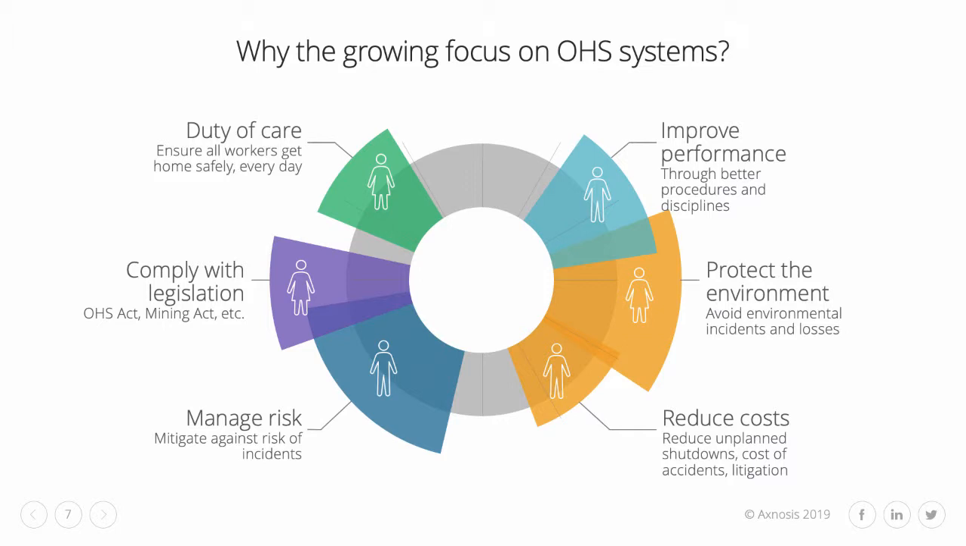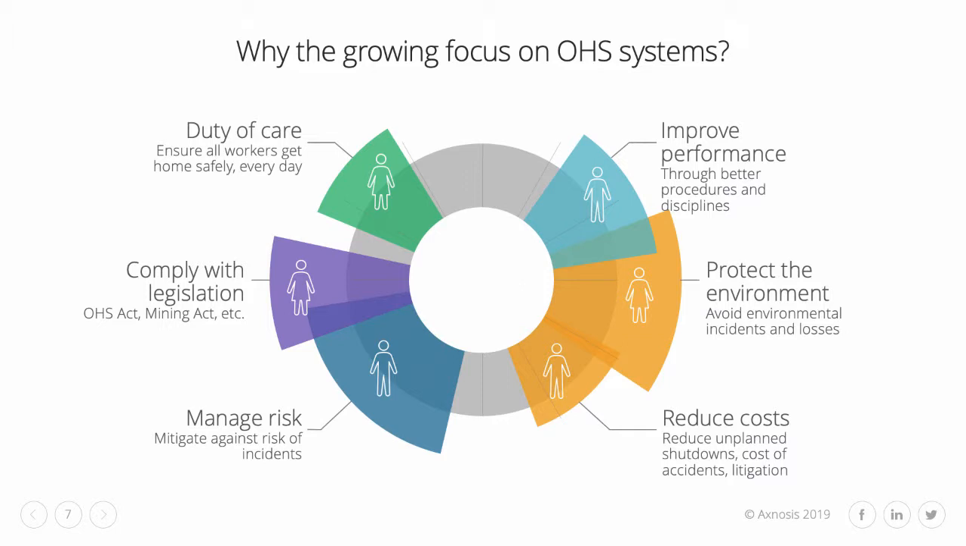There is a growing focus on occupational health and safety systems within business. Companies have found that if they manage their safety effectively, the knock-on effect is improved performance, and this is through better procedures and disciplines right the way throughout. Of course, you reduce the number of incidents, which helps protect the environment, reducing losses. As you reduce losses, you reduce costs of operation. You reduce unplanned shutdowns and breakdowns within the plant, and your costs of accidents and litigation are obviously reduced.